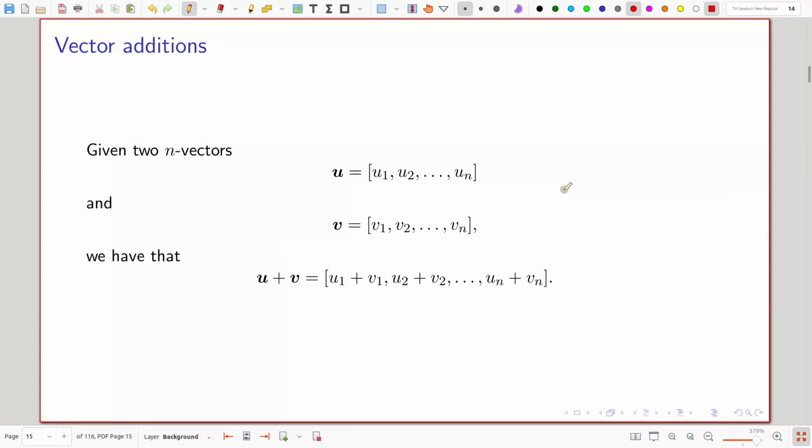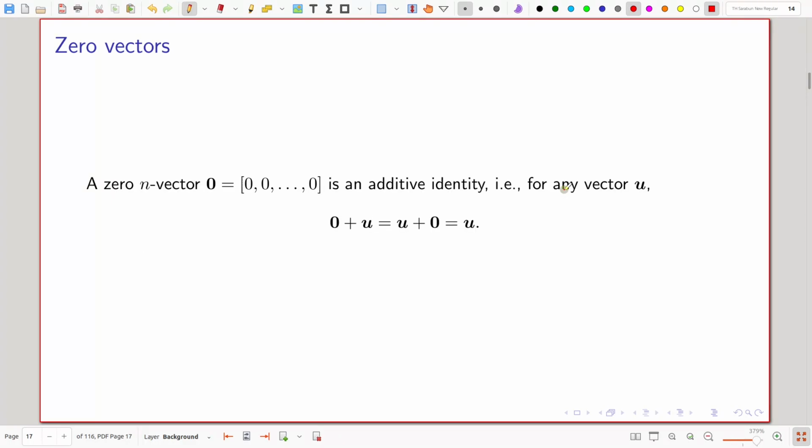By definition, for vector addition, if you have two vectors with the same length n, you can add them up like that. You also have zero vectors. A zero vector is a pretty crazy vector: if you add it to any vector, you get the same vector back, and if you multiply it by something, you always get zero. So the zero vector is the most important vector you can have, I think.